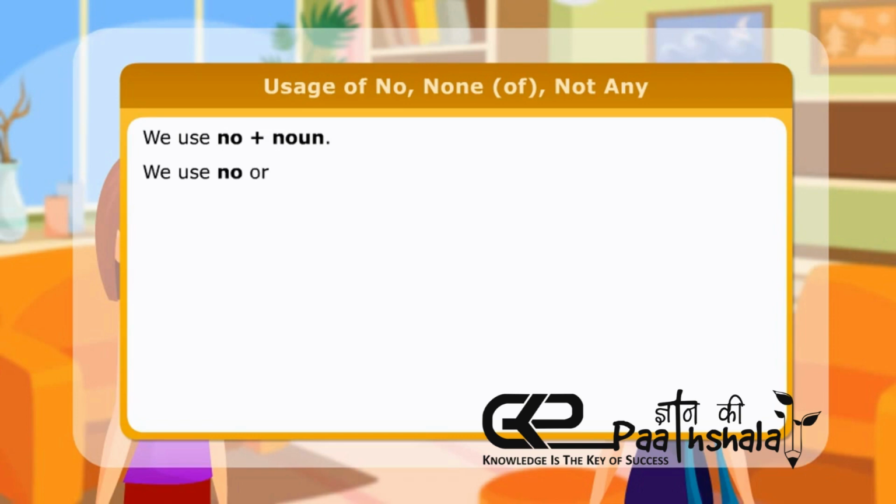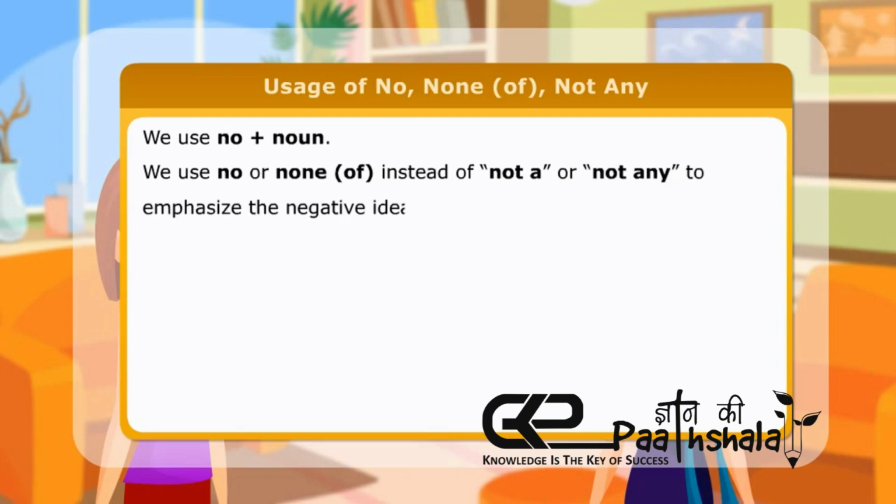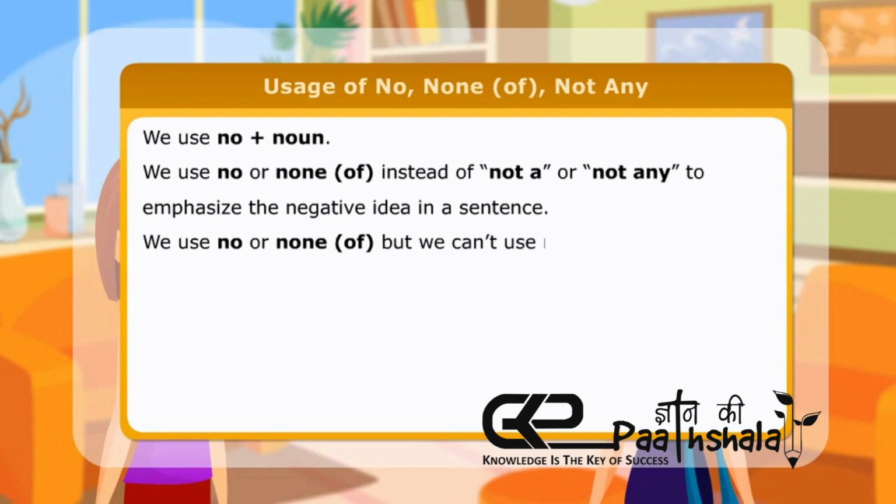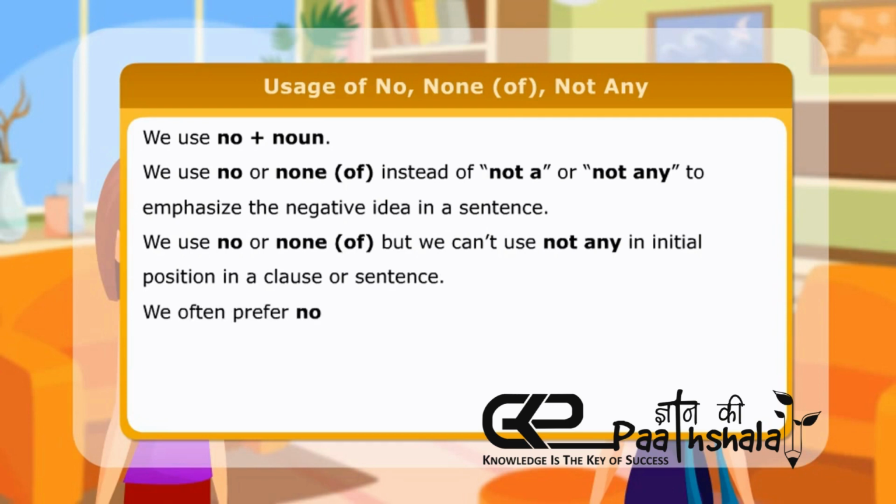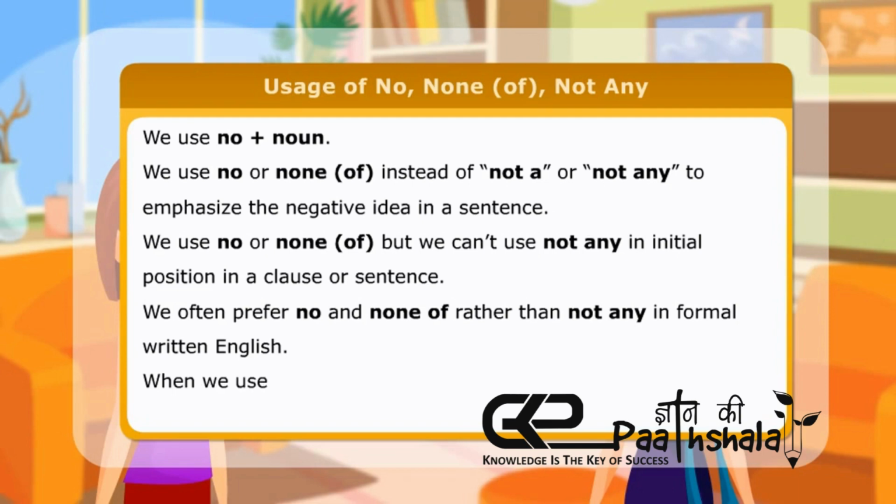We use no or none of instead of not a or not any to emphasize the negative idea in the sentence. We use no or none of, but we can't use not any in initial position in a clause or sentence. We often prefer no and none of rather than not any in formal written English. When we use none with an uncountable noun, the verb must be singular.